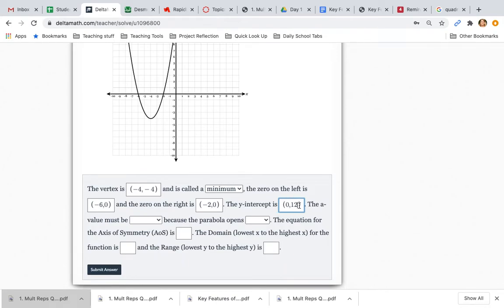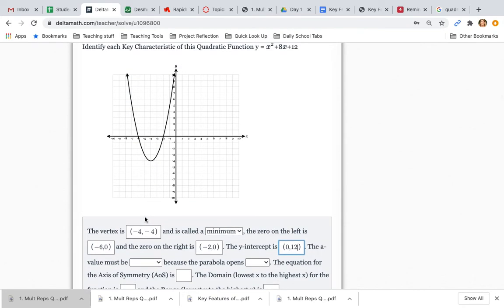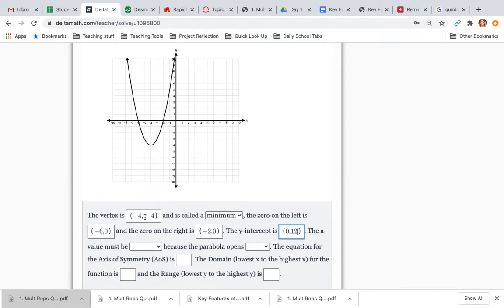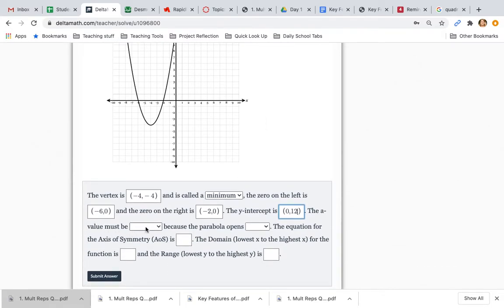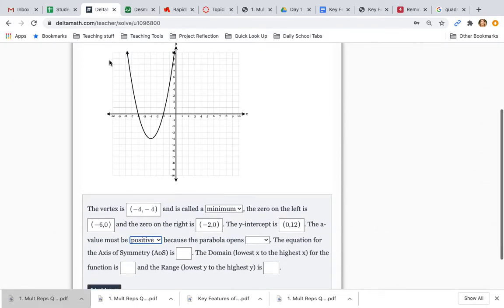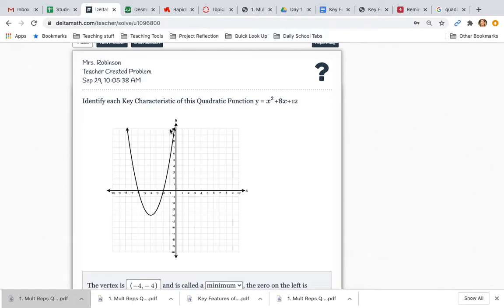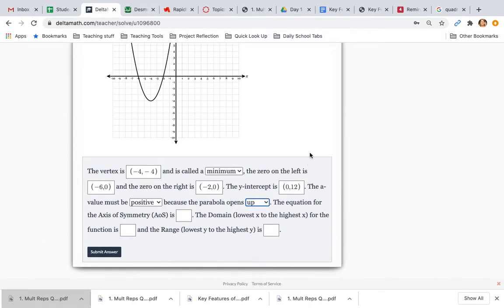No spaces whatsoever. The a value, so remember when we talk about a value, we're talking about the leading coefficient or the number in front of the x squared term. Remember, coefficients are the numbers in front of variables. So if I look up here at my leading coefficient, I don't see anything, so that's an understood positive 1. Remember, the a value must be positive when you don't see a negative. And if it opens up, that also is an indication that our a value is positive. So the a value must be positive because the parabola opens up. So you don't have to look up here, but you can just look at the graph. You can go, oh, it opens up, so my a value must be positive.